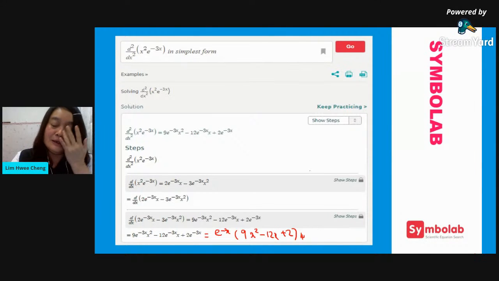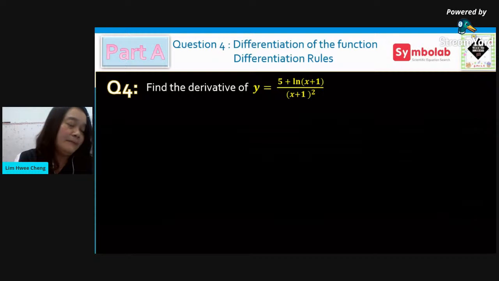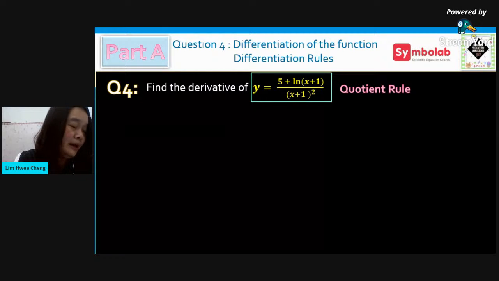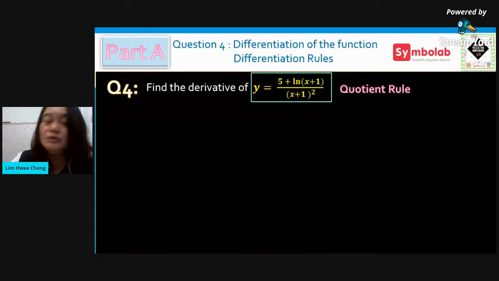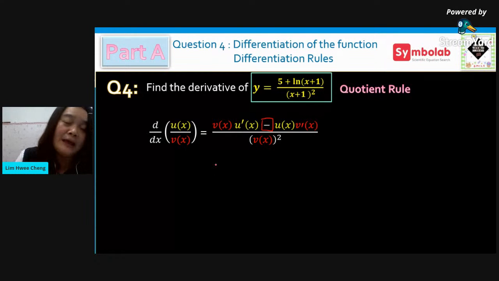Let's proceed to one more. Another common or popular question is about the quotient rule. If you look at this question, automatically in your mind you notice that this will talk about the quotient rule. Do you still remember the quotient rule? Normally your teacher will say you do v u prime minus u v prime over v square. Please take notes, this is the common mistake: it must be negative, and you must start with v.